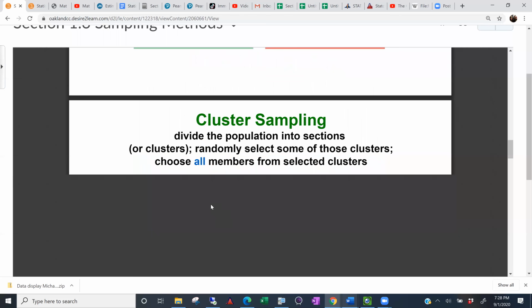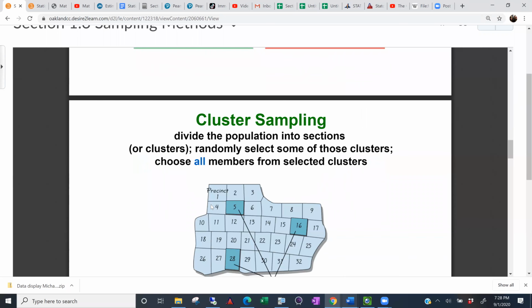Cluster sampling. What you do is you divide up your population into clusters. So here they're using voting precincts, and you randomly select some precincts, but then sample everybody within that precinct. So that would be cluster sampling.